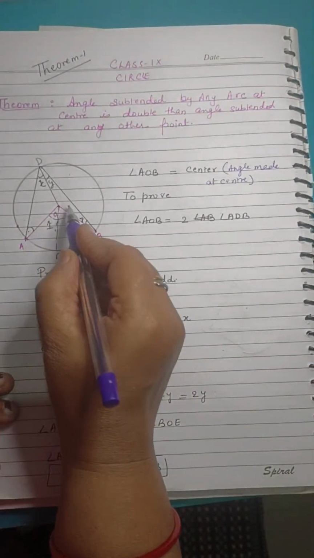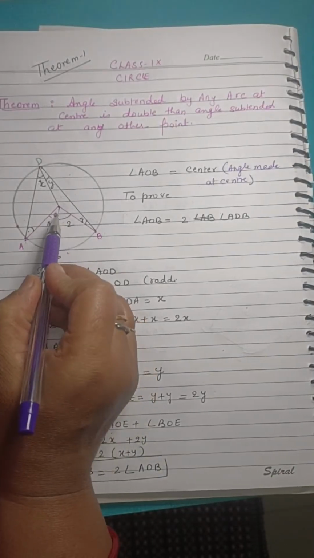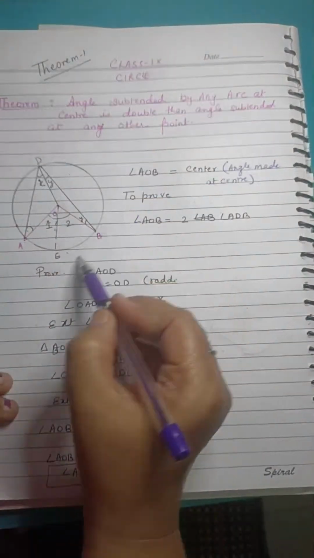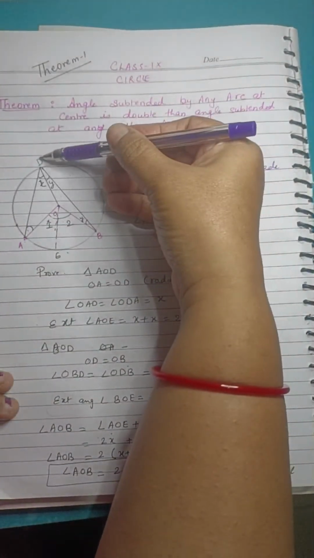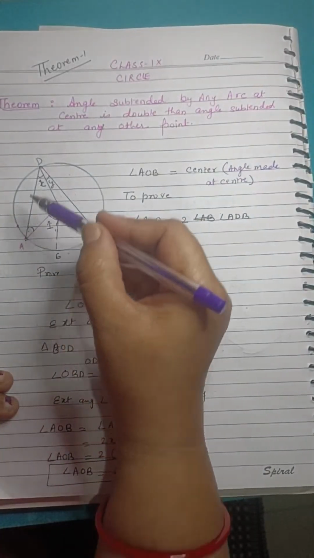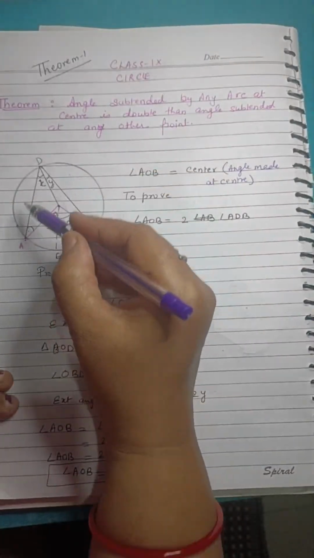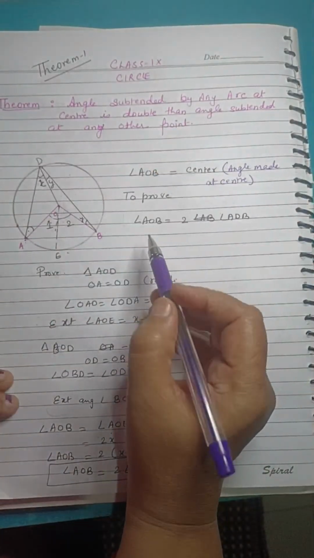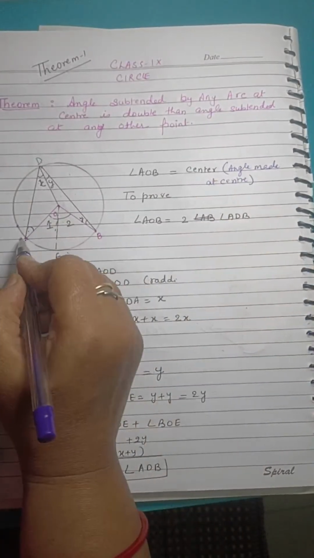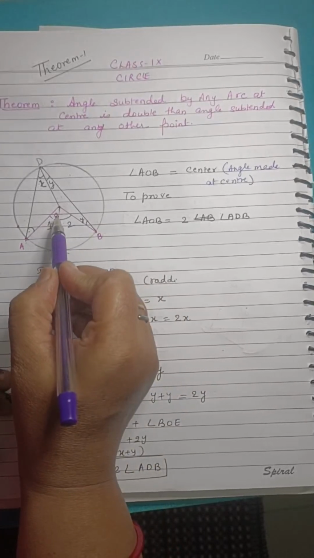So this is AOB. It is the angle made by the arc at the center, right? Then somewhere on the circle I took another point, that is D, and connected A with D and B with D, right? So one more angle I made, that is angle ADB. तो angle ADB क्या है? Angle ADB is the angle made by the same arc which is making the angle at O.